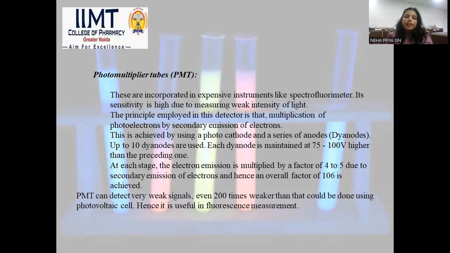So in the multiplier, there is a multiplication, 2 into x, of the radiation by the diodes, and by that we get the result. So these are the detectors that are used in photomultiplier tubes.